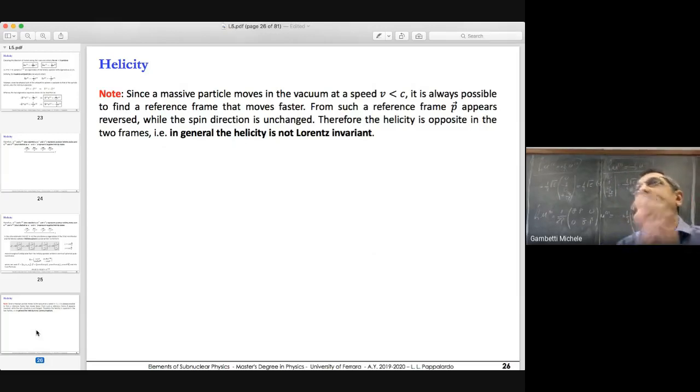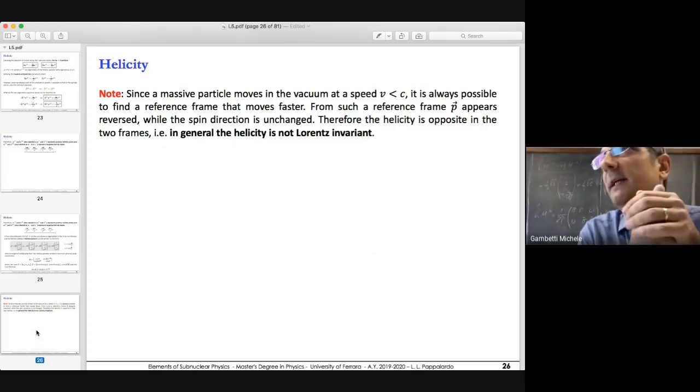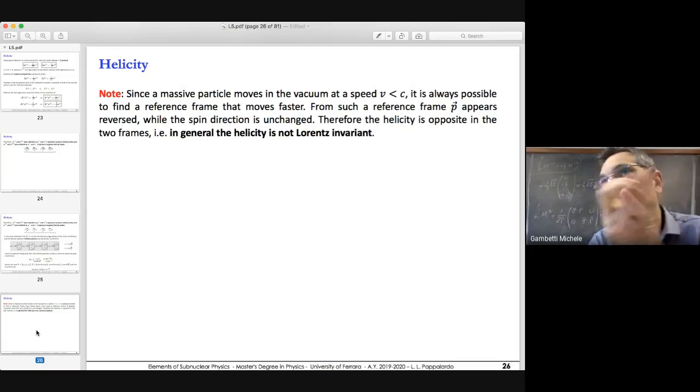Now, let's consider what happens if we cannot neglect the mass of particles, okay? You know already that since a massive particle moves in the vacuum at a speed which is lower than the speed of light, then it is always possible to find a reference frame that moves faster than your particle, okay? And from such a reference frame, the momentum of the particle appears reversed, while the spin, of course, is unchanged, okay? So the helicity is opposite in the two frames.